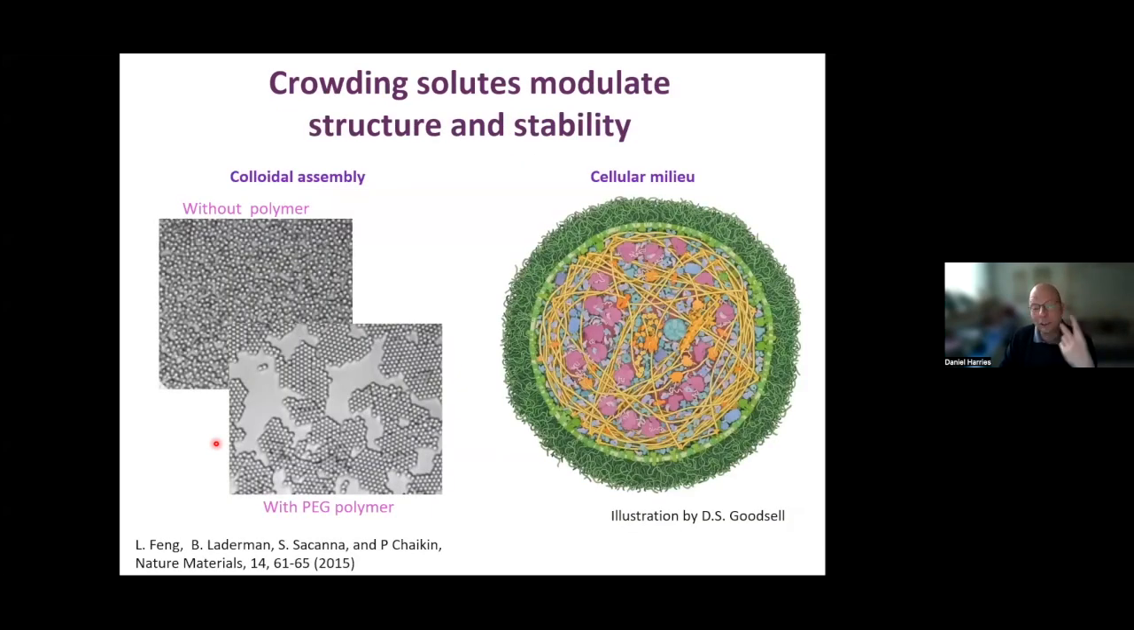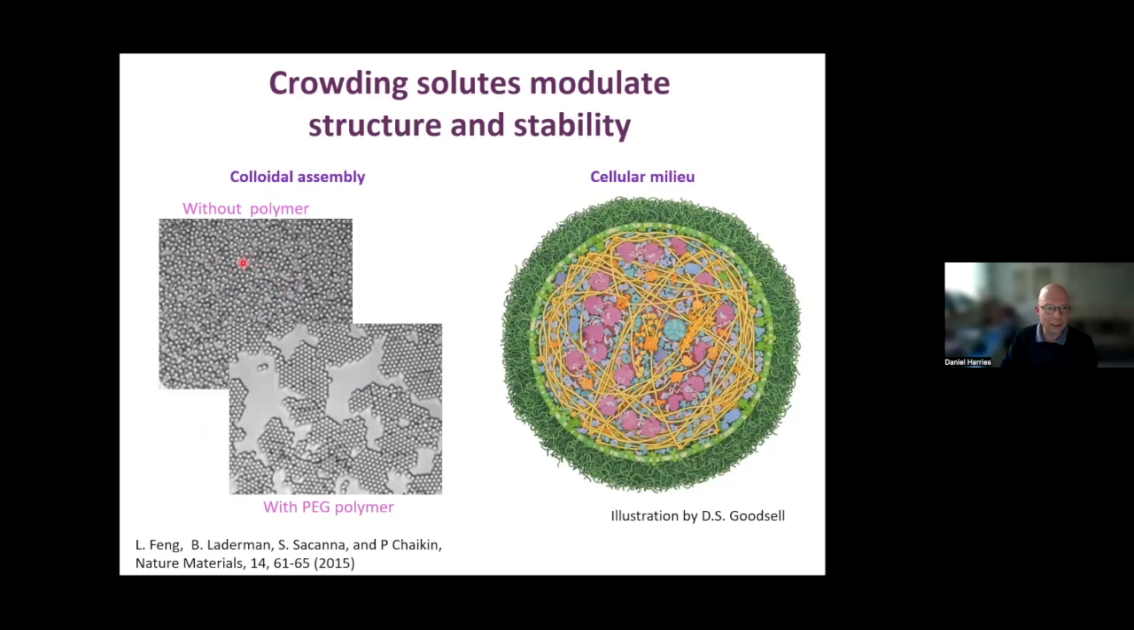As Minos mentioned already in the introduction, this is not something that is only relevant to biological or cellular environments where we know there is a high concentration of macromolecules. It's also relevant for colloidal systems. Specifically, I took a couple of almost random examples of the effect of crowders on colloidal assembly. This one is from the group of Shakin.